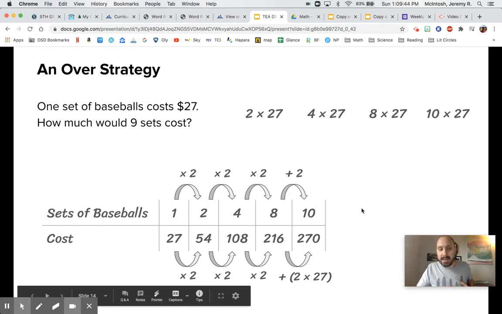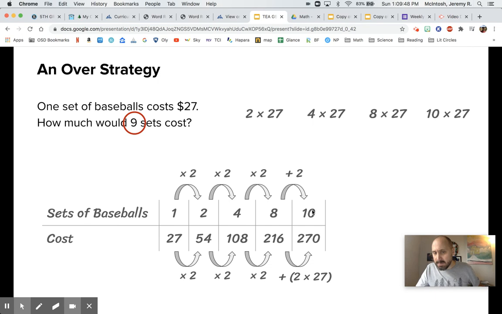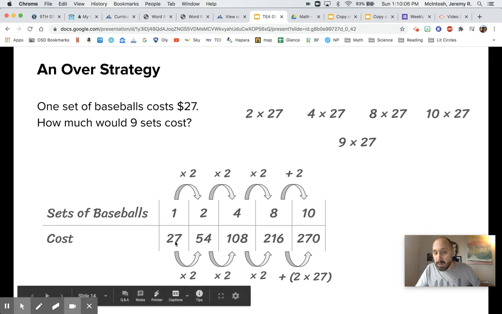So now it's asking, well, how much will 9 baseballs cost? So we're going to go back from 10, and our expression becomes 9 times 27. Well, we're at 10. We know that's 270. What do I have in my ratio table that could help me? Oh, I have an 8 here, and I have a 1 here. 8 plus 1 is 9. And I have a 27 in my 1 column, and I have a 216 in my 8 column. If I added 216 plus 27, that could give me my 9. Let's see what they decide to do here.